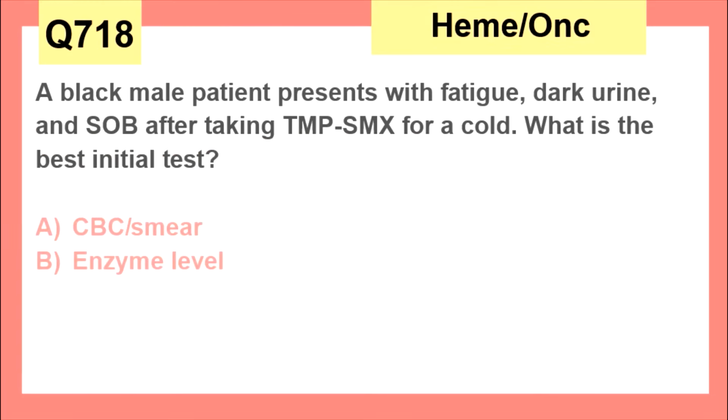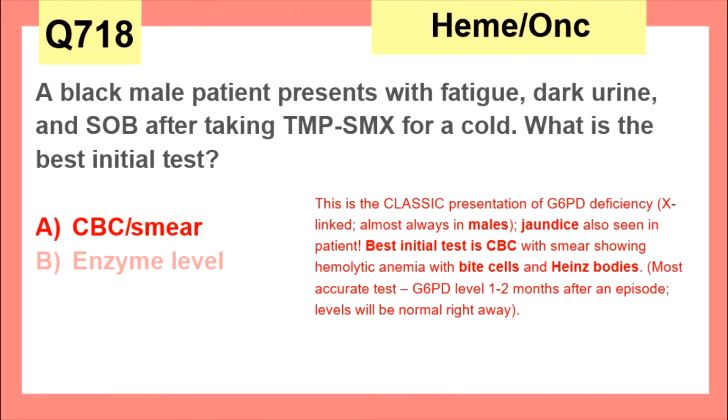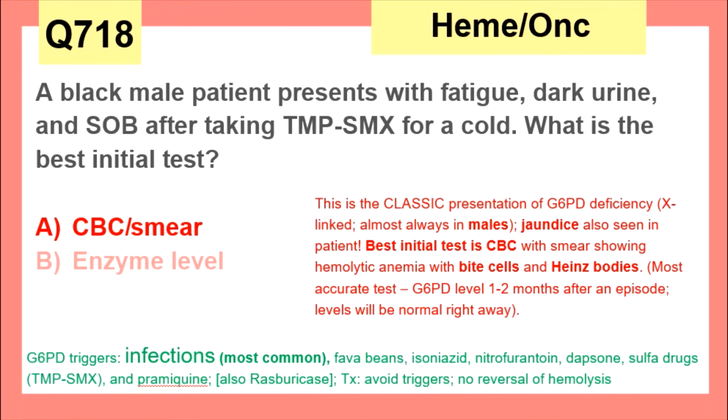A black male patient presents with fatigue, dark urine, and shortness of breath after taking TMP/SMX for a cold. What's the best initial test? So this sounds like G6PD deficiency. We want to look at the CBC and the smear. The smear is going to tell us whether or not we see the bite cells and the Heinz bodies. The most accurate test is actually a G6PD level 1 to 2 months after an episode, because right away the levels will be normal. That's why I wanted to check it 1 to 2 months later, and this is the most accurate test. And on the bottom, you can take a look at various triggers for this condition, and the most common is actually infections, more than fava beans, more than isoniazid, and more than TMP/SMX.